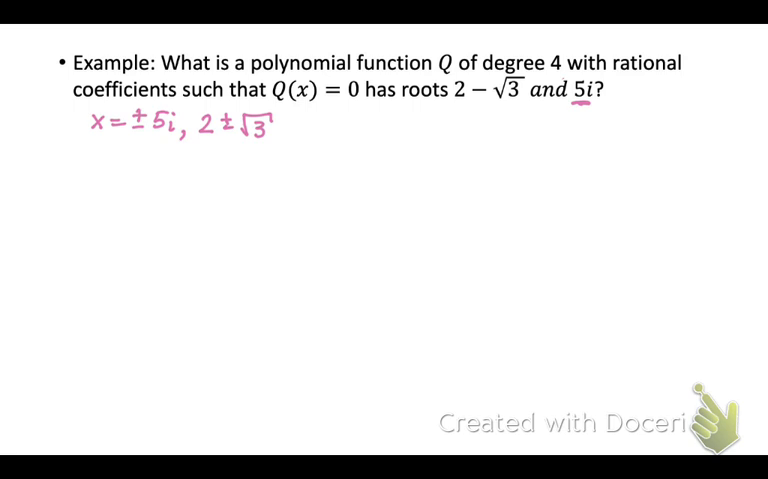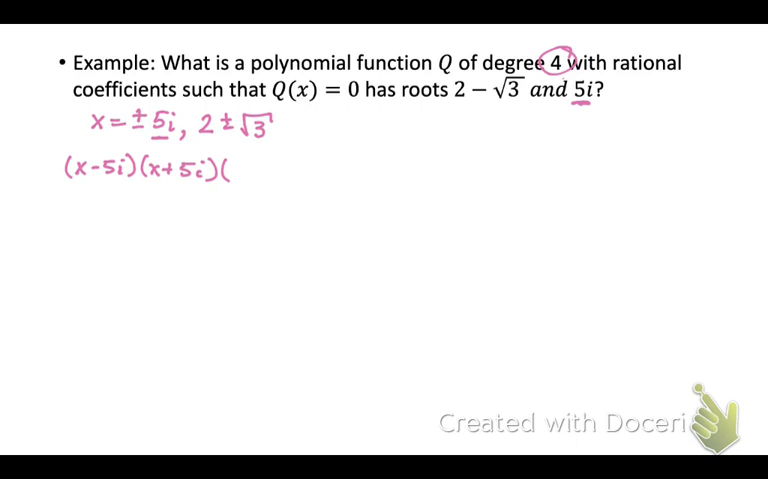Is that 4 zeros? Plus and minus? Yes. So is that going to take care of my 4th degree when I have this multiplied out? Yes. So I need to make my factors. So what are my factors for my 5i's? X minus 5i, x plus 5i. Yep. Okay.